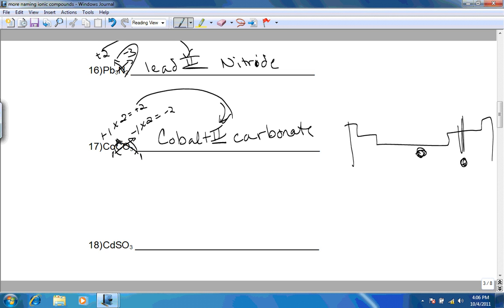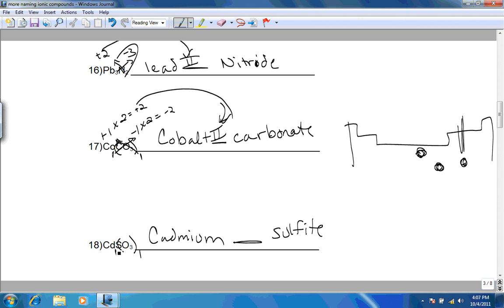Okay, CD stands for cadmium. Once again, if you look on the periodic table, it's right here. You cannot look at the periodic table and determine its charge, so it's going to have a Roman numeral there. SO3 is sulfite. It's a polyatomic ion. That 3 stays within the parentheses because that's part of sulfite.